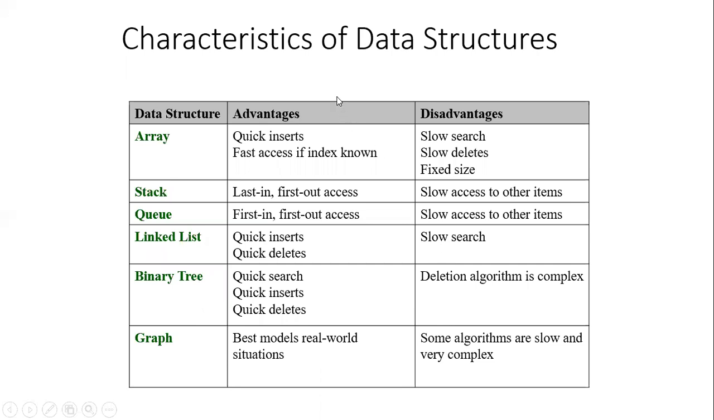Characteristics of data structures: arrays have quick inserts and fast access by index, but are slow in search and slow in delete, and have a fixed size. Stack: last in, first out, slow access to other items. Queues: first in, first out, slow access to other items. Linked list: quick inserts and quick deletes, slow search. Binary tree: quick search, quick insert, quick delete, but the deletion algorithm is complex. Graph: best models real-world situations, but some algorithms are slow and very complex.